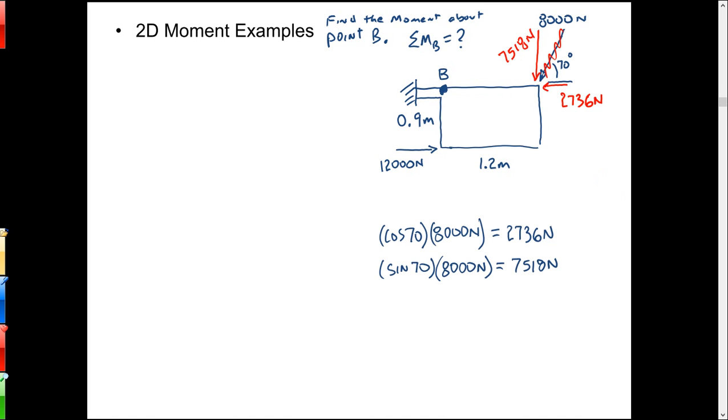All right, now you do the same thing. You do the component stuff. So you take the 8,000, you break it up into X and Y components. The 12,000 is already an X vector, so I don't need to do anything with that. And then I just multiply everything by their respective moment arms. So just take a couple minutes and run the numbers, and just look at the offset moment arms. So this one gets multiplied by this one. This one gets multiplied by this one.